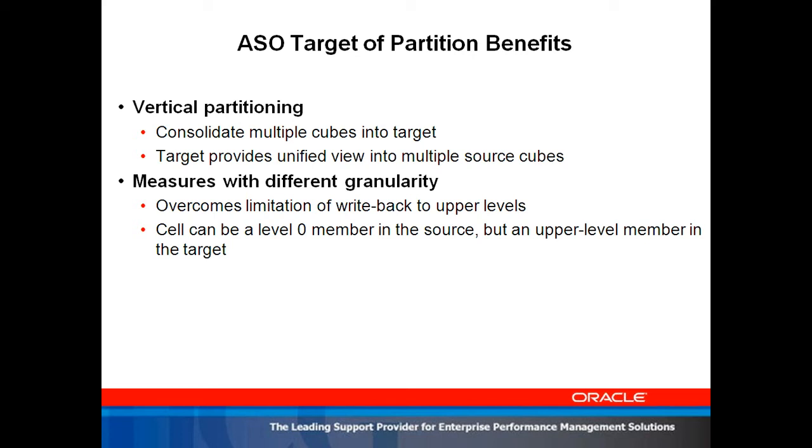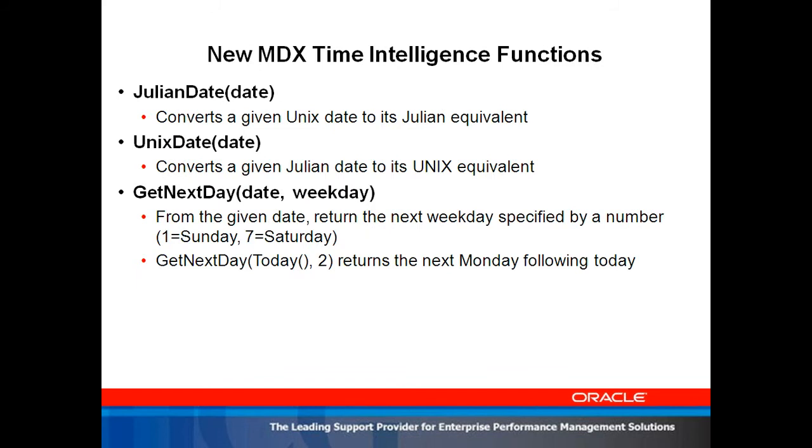And as seen just now, we can also use it with measures that have different granularity. It's possible to have different granularity in the source and the target cubes. That can resolve issues when data needs to be loaded into different levels. An example is when actual data needs to be loaded into a detailed product level, but the budget data needs to be seen from a more aggregated level.